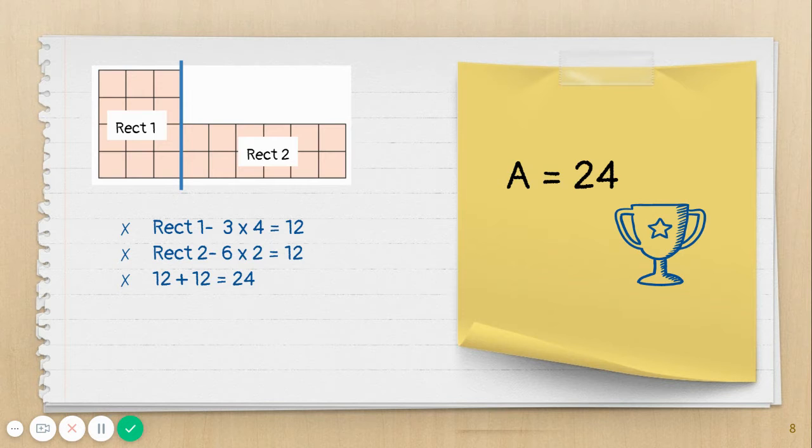Something I want to point out is rectangle 1 and rectangle 2 both have an area of 12 square units. If you don't believe me, you can count to double check. However, they both look different. Rectangle 1 looks taller and skinnier, where rectangle 2 looks longer and fatter. So, even though they look very different, they could have the same area.